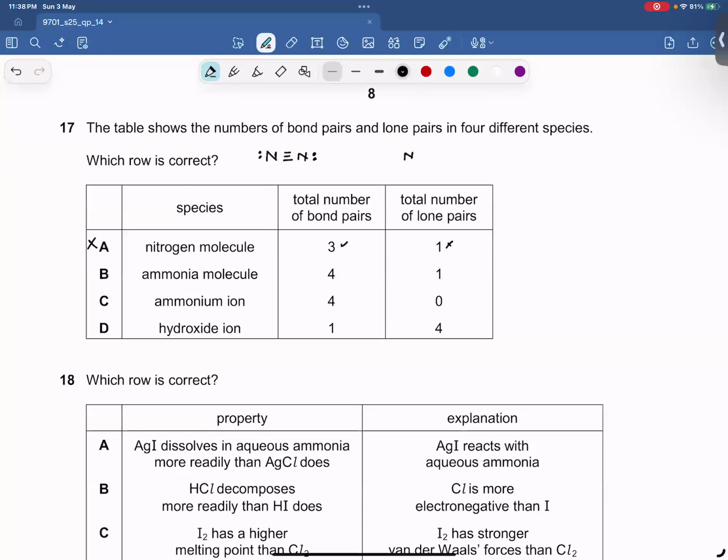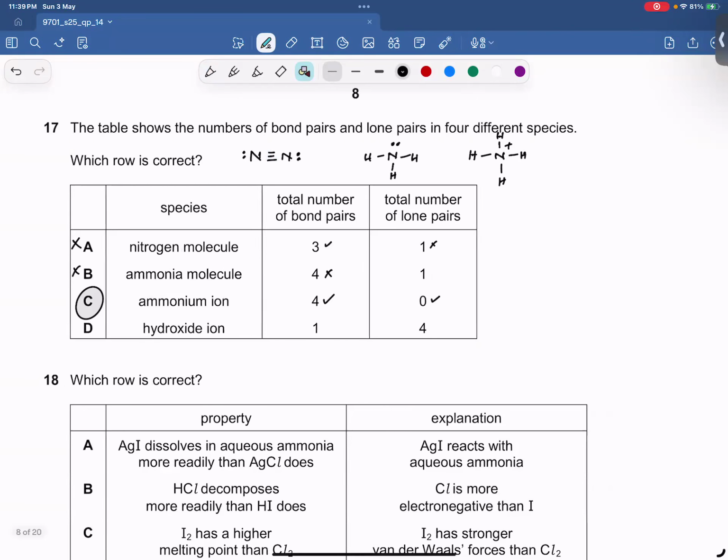Now, ammonia molecule has 3 bond pairs and 1 lone pair. Examiner is saying it has 4 bond pairs, which is why it is wrong. Ammonium has 4 single bonds and 0 lone pairs. So 4 single bonds is fine and 0 lone pairs is also fine, which means C is going to be the right answer.